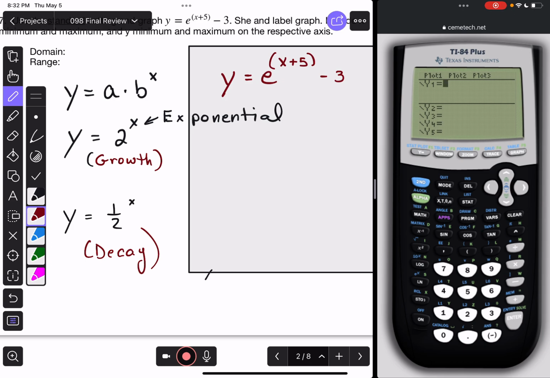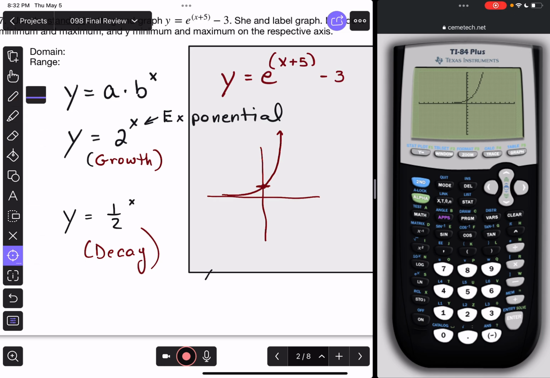Let me graph it here. So I'm going to go 2, raise it to the x power. I'll just hit zoom 6 on it. And there it is. And that's very typical to have this curve that gets really close to your x-axis or to some other line. And then it goes up, steeper and steeper and steeper. And these usually have a y-intercept that we're very interested in.